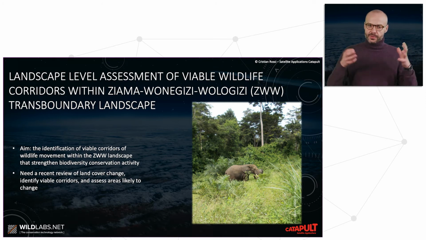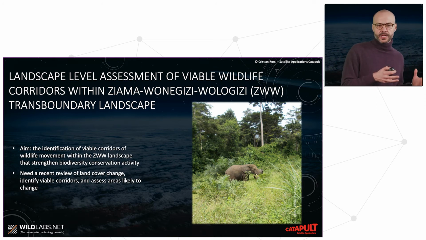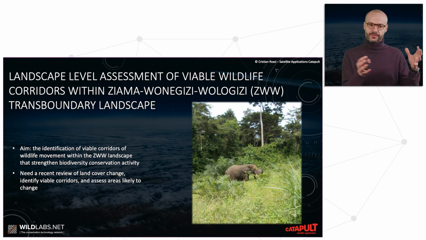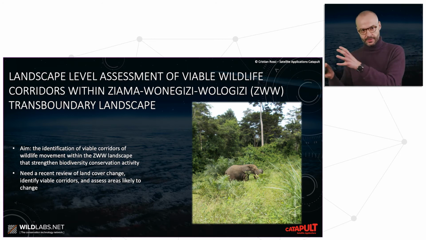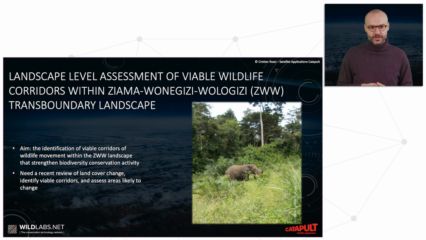Again, we are describing a project. In the previous video, we have seen how it was very important to define a project from an idea to the final product. The same happened in this project, where the aim was the identification of viable corridors of wildlife movements within the ZWW landscape that strengthen biodiversity conservation activity.